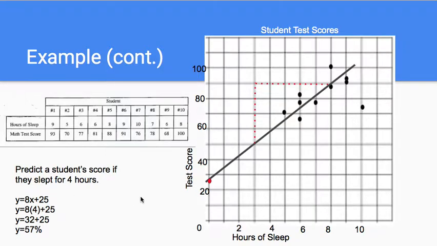And then I can use that to predict a student's score if they slept for 4 hours. I can look at 4 hours. They're about here, maybe 58. I can plug it into my equation. 8 times 4 is 32, plus my y-intercept 25 is 57%. And so I can use that to make predictions. Now, we will definitely be going over this tomorrow, so if you've got questions, bring them then.